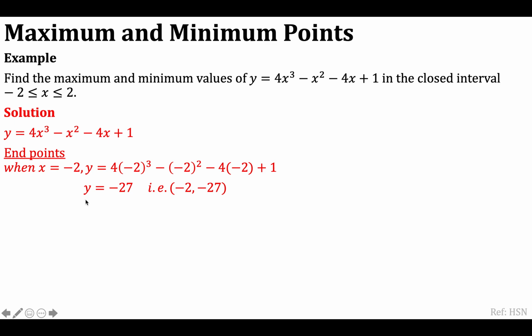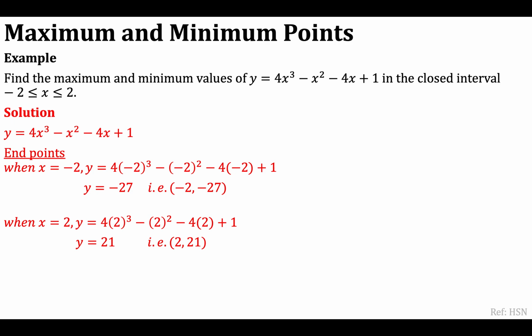Now, so that's the end point at the left-hand side of the interval. We now need to find the end point at the right-hand side. So the other side is when x is equal to 2. We've got x equals 2 here, and we're substituting x equals 2 into that equation. So y equals 4 times 2 cubed minus 2 squared minus 4 times 2 plus 1. And that gives us y equals 21 and corresponds to the point (2, 21).